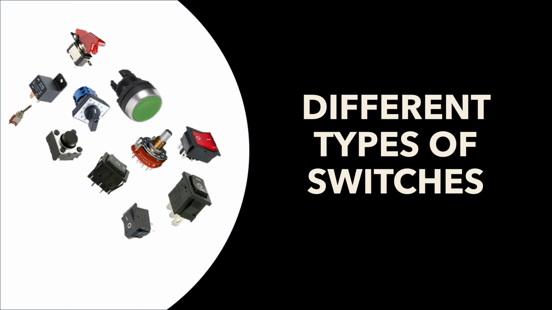All right, everyone. In this lesson, we're going to learn about different types of switches that we commonly use in industrial control circuits. By the end of this session, you will clearly understand each switch, how it looks, and how it functions inside a real control panel. Let's begin.